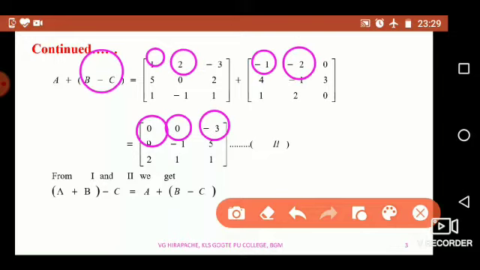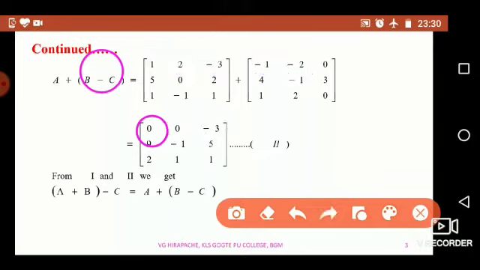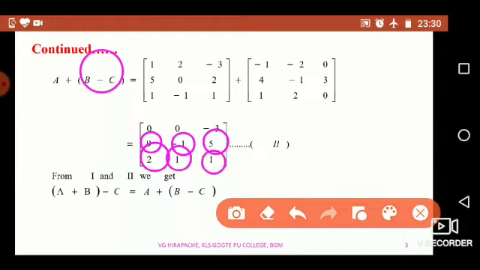2 minus 2 gives 0, -3 plus 0 gives -3. Likewise, we add the corresponding elements of the second row of both the matrices. We get the elements 9, -1, 5 and 2, 1 and 1. We denote this as equation number 2.